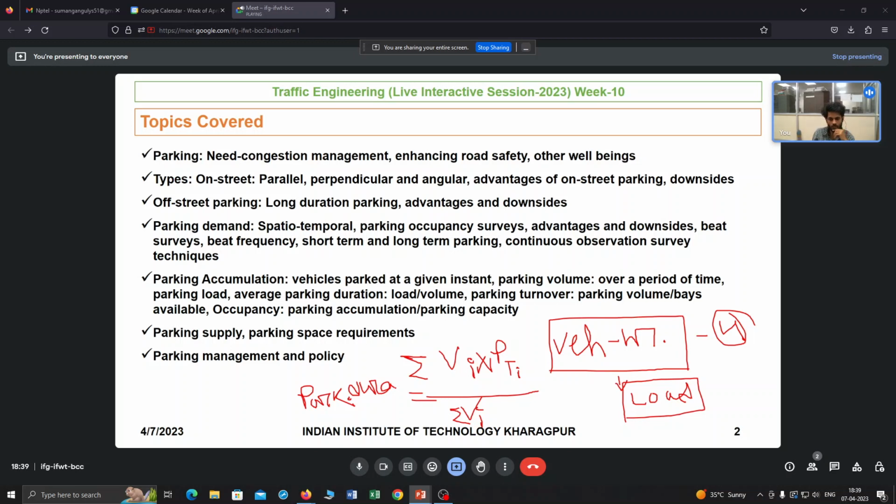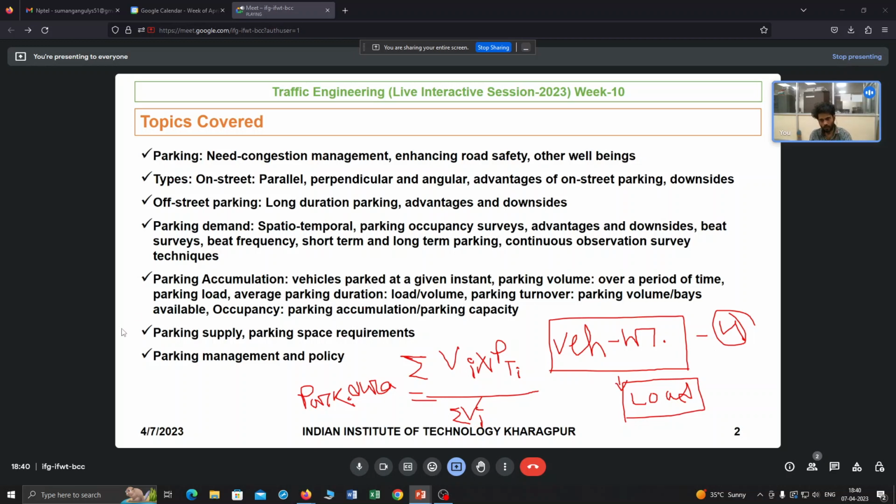Then the occupancy. Occupancy is parking accumulation divided by parking capacity. Parking capacity means the number of bays available. And parking accumulation means the number of vehicles at a particular instance of time. So that is the occupancy at that particular moment, not the total turnover.